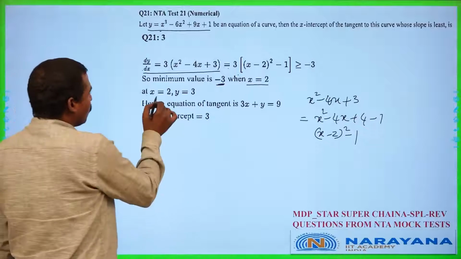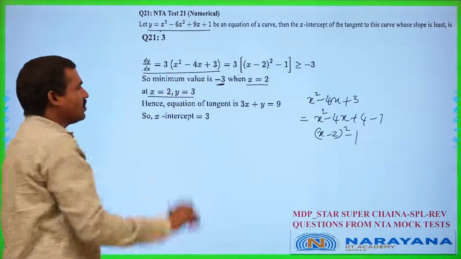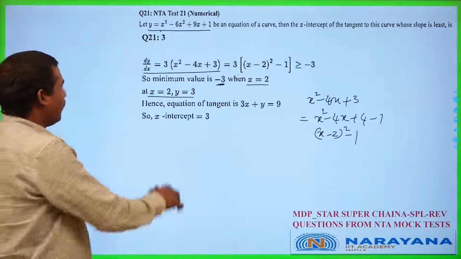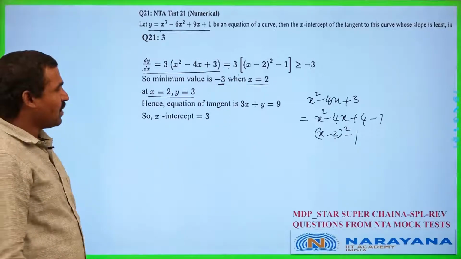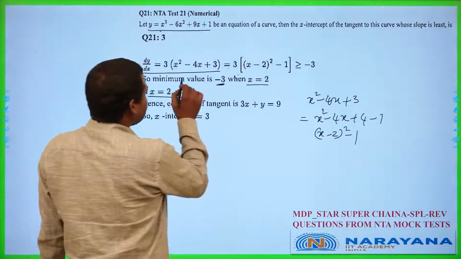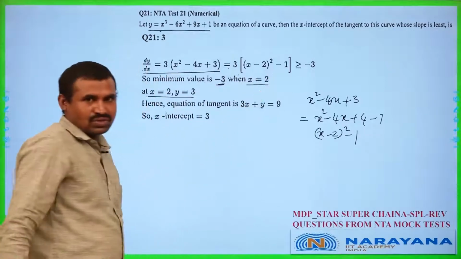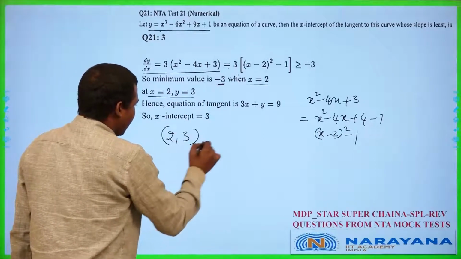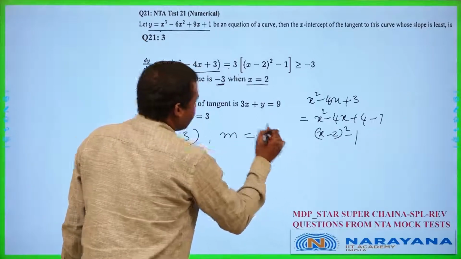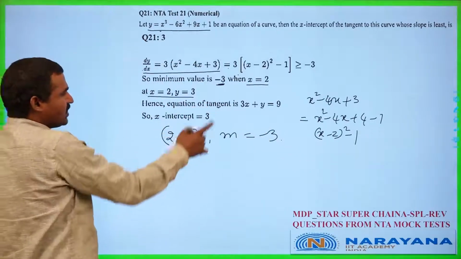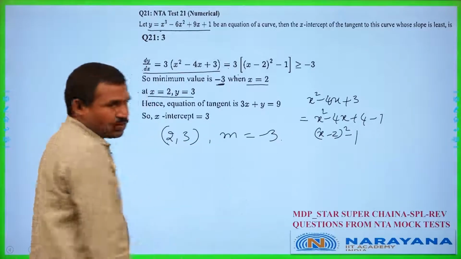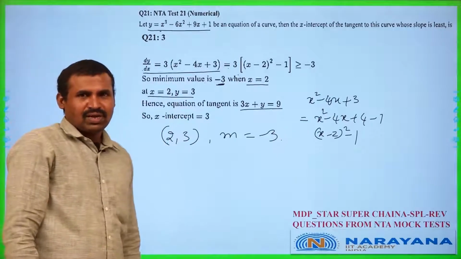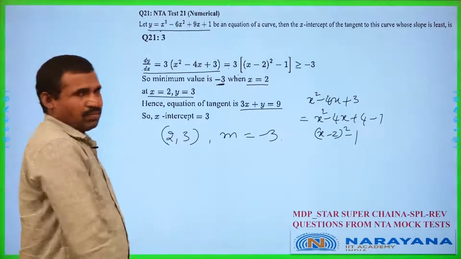And now, at x is equal to 2, if you substitute x is equal to 2 here, you will get y is equal to 3. X is equal to 2 and y is equal to 3, and if you find the equation of tangent, here slope is minus 3 only, and it passes through 2 comma 3 and has slope minus 3. Now, the equation of the line passing through 2 comma 3 and having slope minus 3 is 3x plus y minus 9 is equal to 0, using y minus y1 is equal to m into x minus x1, slope point form.